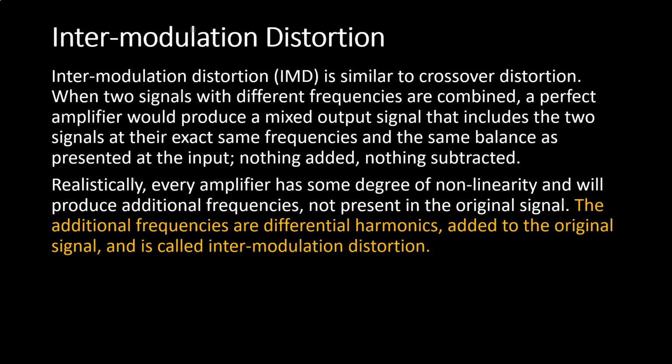The next type of distortion we're going to look at is intermodulation distortion. When two signals with different frequencies are combined, a perfect amplifier would produce a mixed output signal that includes the two signals at their exact same frequencies and the same balance of their levels as presented at the input, nothing added and nothing subtracted. Realistically, though, every amplifier has some degree of nonlinearity, and it will produce additional frequencies that were not present in the original signal. These additional frequencies are differential harmonics, which we talked about earlier, and they are added to the original signal, and they are called intermodulation distortion. So that is the section on distortion.